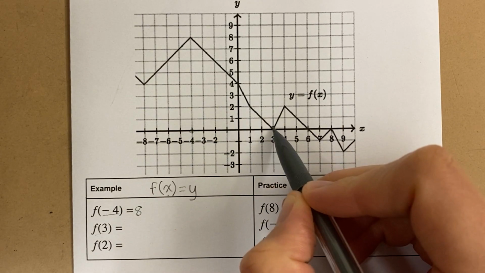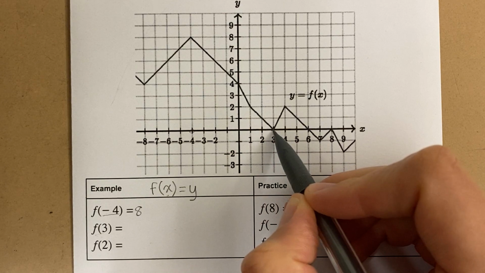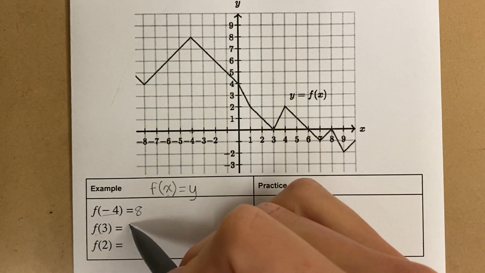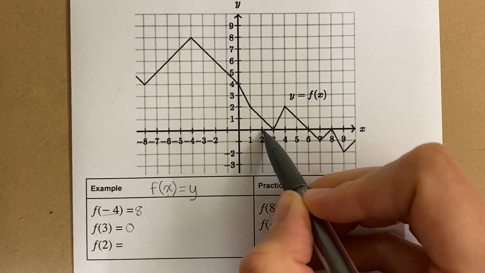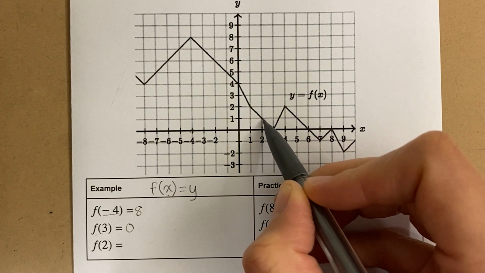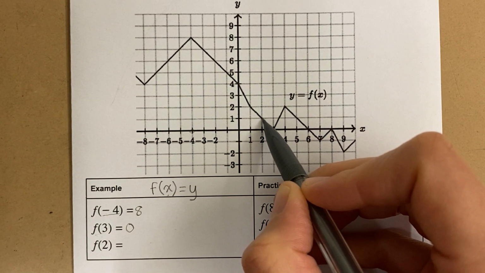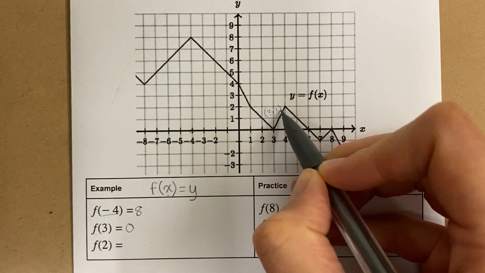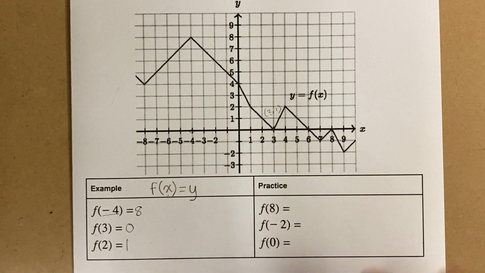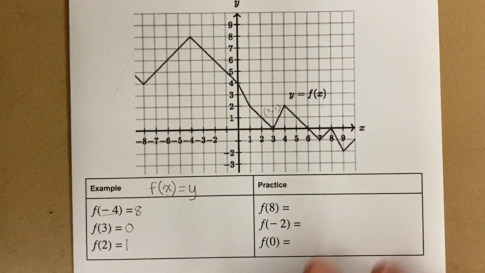Where's the graph? Oh, it's actually right here, and that y value is 0. What about f of 2? This means I'm going to 2 on the x-axis. Go find the graph. Where is the graph? This point right here, right? Like, think what that point is. That point is 2, 1, where the x value is 2 and the y value is 1. And it looks like this. And go ahead and try these problems.